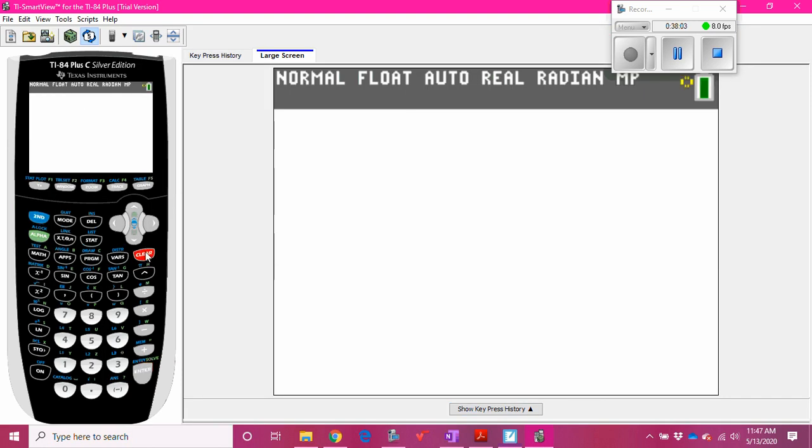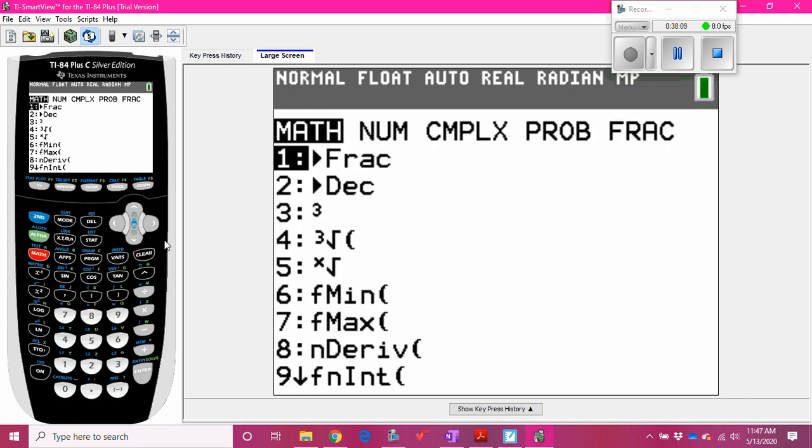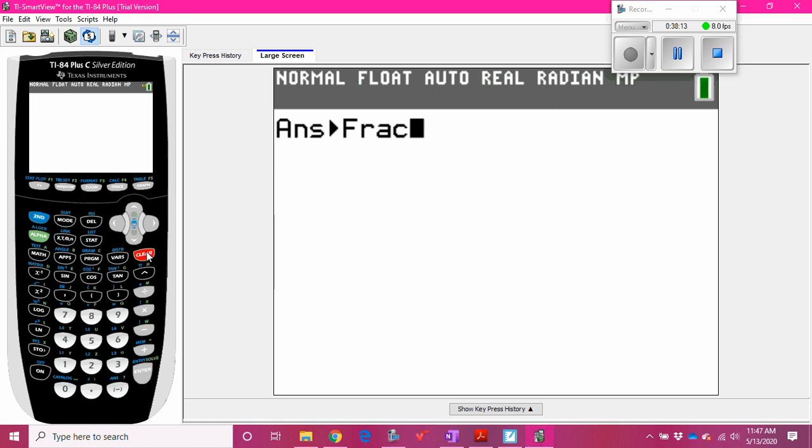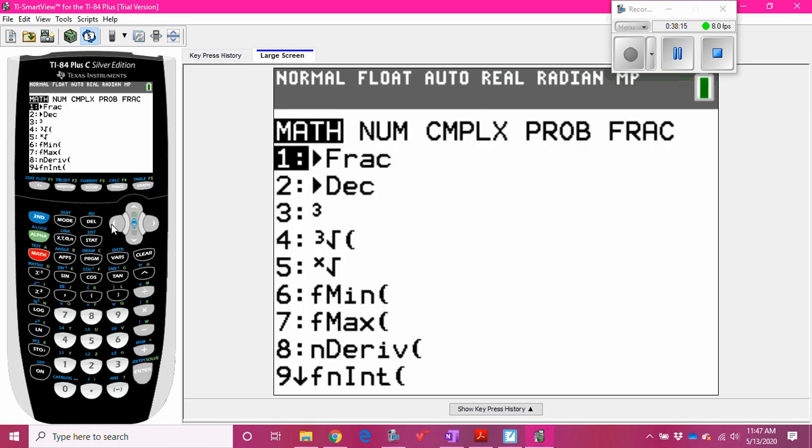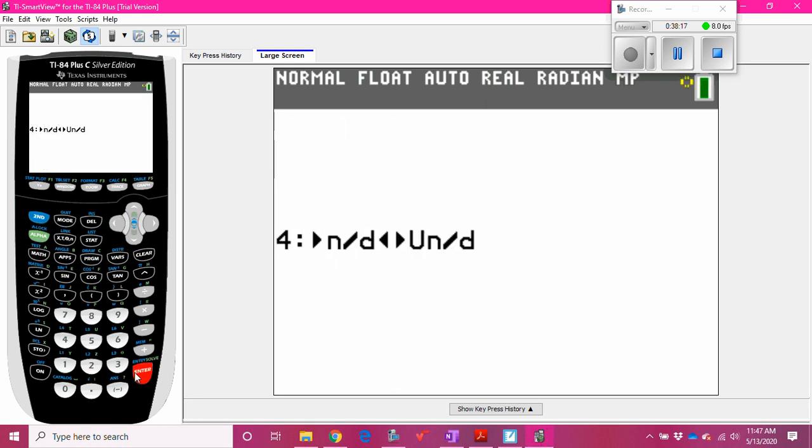I'm going to clear this. Again, I know that I need to put my fraction in here, so math fraction. Oops, sorry, I thought I hit the back button. There we go. Okay, so I type in, let's put a parenthesis here. I type in 1 over 2. Okay, get out of that.